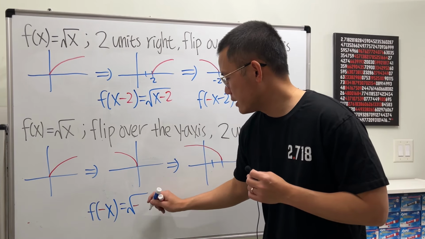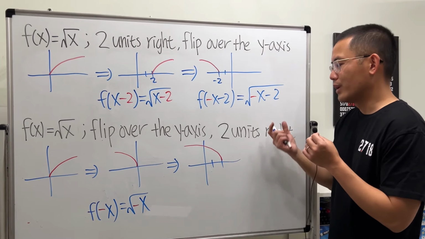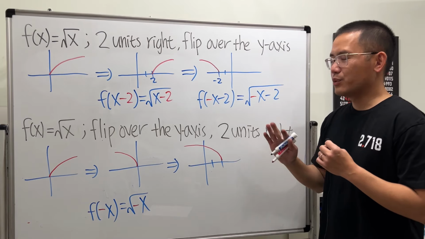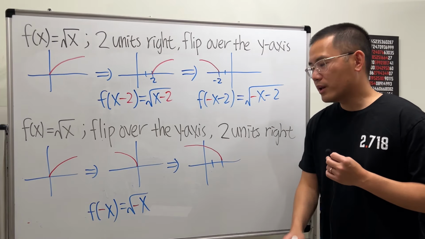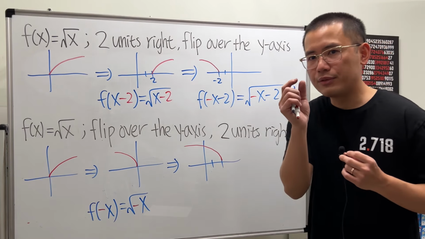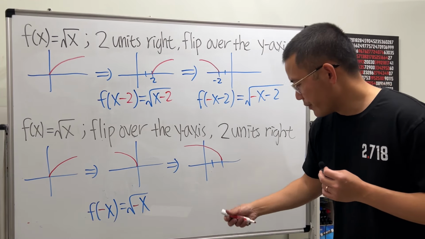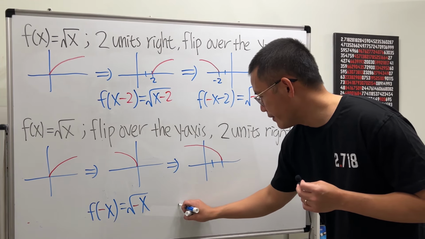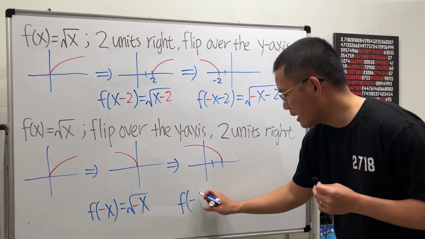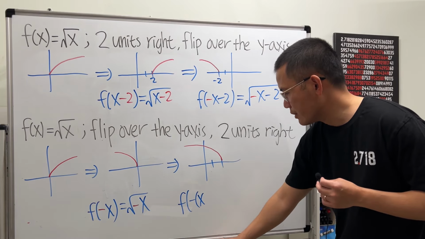Done. Now, for this one, it's trickier because what exactly do we do? If you just subtract the 2 right here, it looks like this, which is not the correct picture. What we are going to do is the following. 2 units to the right, you always have to subtract 2 directly from the x. But there's a negative in the front. So it's going to be like f of negative from here. But for this x, it becomes parentheses. You have to do x minus 2.